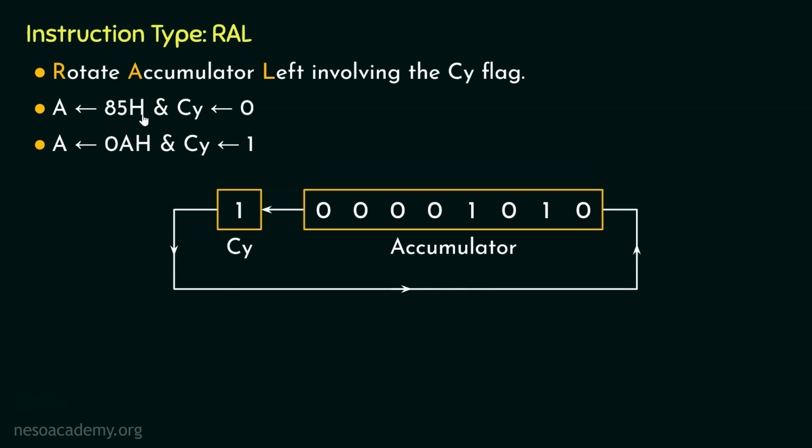So clearly, this was the content of the accumulator and the status of the carry flag before the execution of RAL instruction. And this is now the content of the accumulator and the status of the carry flag after the execution of RAL. So that is all about the instruction type RAL. Do remember, the only difference between the instruction RLC and RAL is, in case of RAL, during the rotation of the accumulator's content to the left, we involve the carry flag. Whereas in case of RLC, we just send a copy of the most significant bit to the carry flag. We don't involve the carry flag in the process.